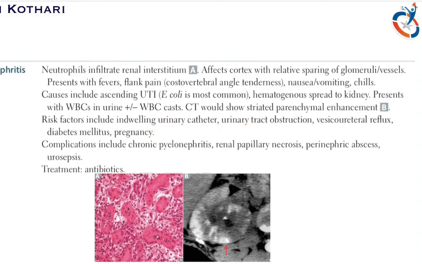urinary tract obstruction, vesicoureteral reflux, diabetes mellitus, and pregnancy. Am I clear? So it is urinary catheters, urinary tract obstruction, vesicoureteral reflux, and diabetes mellitus. Pregnancy is often associated with acute pyelonephritis. The major complications include chronic pyelonephritis, renal papillary necrosis, and perinephric abscess or urosepsis. Now, since it is caused by a bacterial infection, the major treatment includes antibiotics.